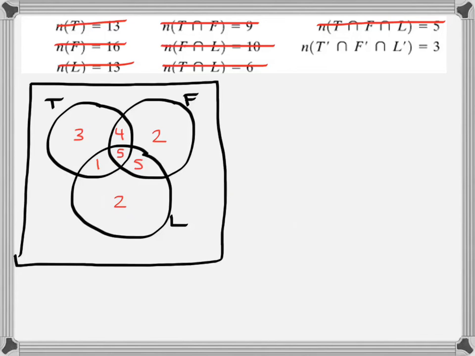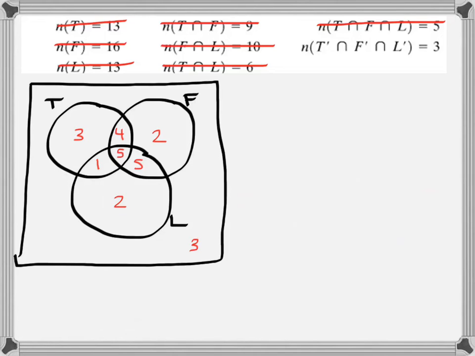Alright, so this is a little bit different than the last problem because in the last problem we were given the universal set, or the cardinality of the universal set. But that's not what we're given here. What we're given is the cardinality of T complement intersect F complement intersect L complement. So what region does that represent? Alright, it actually represents the outside region.